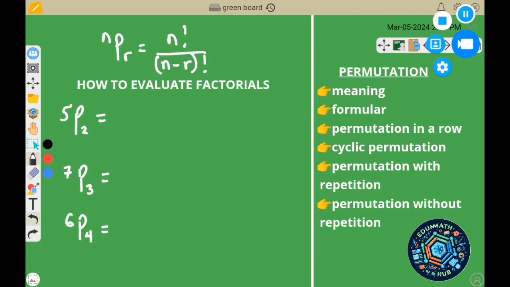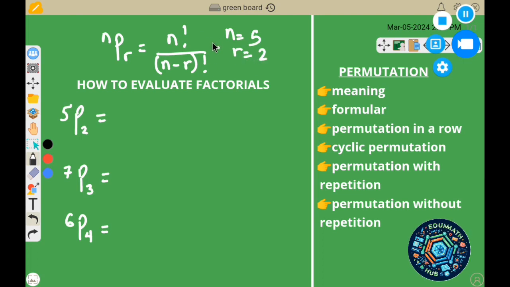So welcome back. I'm going to teach you how to evaluate factorials in your permutation. The first one here, we have 5P2. So 5 is n, you have n number of objects. You have 5 objects and you're trying to pick 2 at a time. So n is 5 and r is 2.